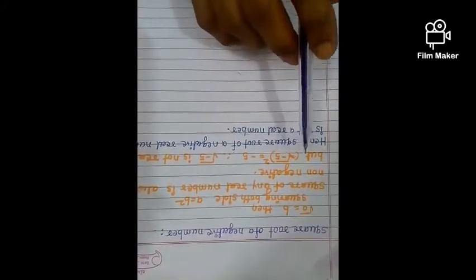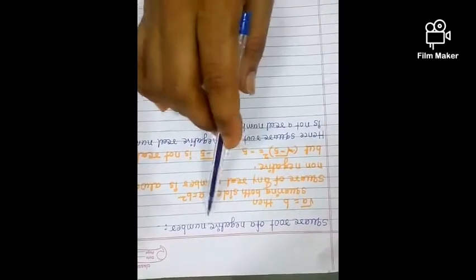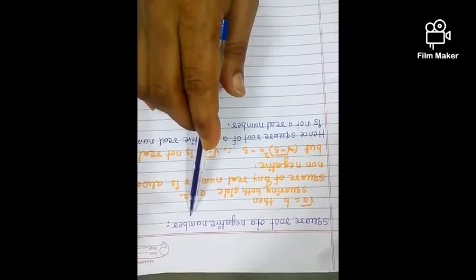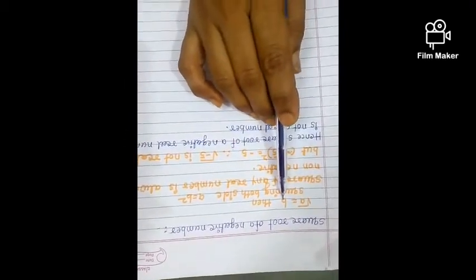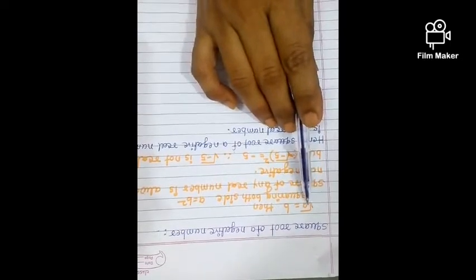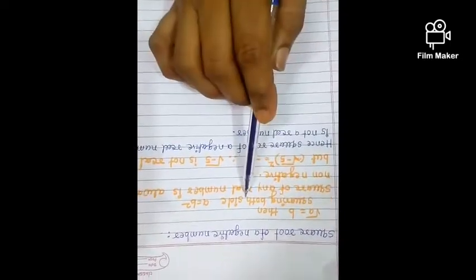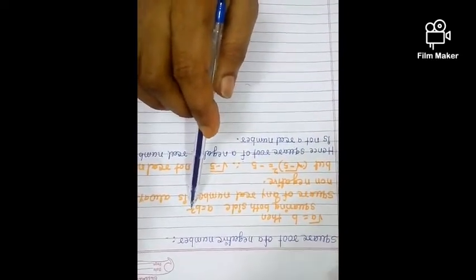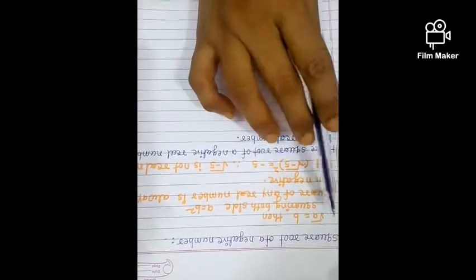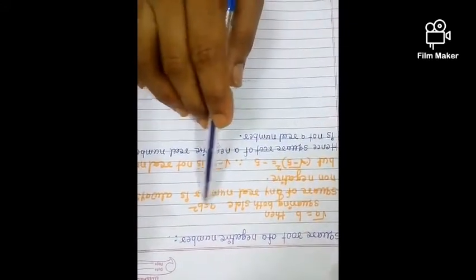So see our next point, square root of a negative number. So here suppose square root a is equal to b. Then when we square both sides, square root of a is removed and we get a is equal to b square.